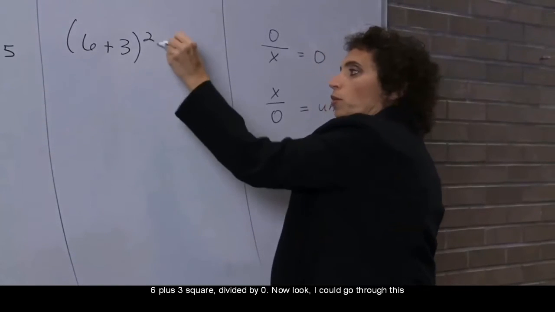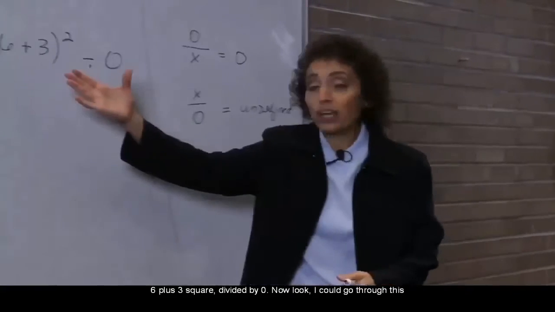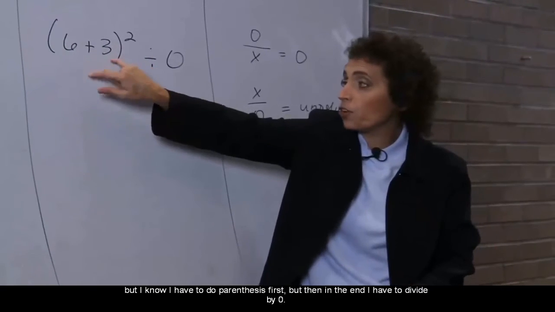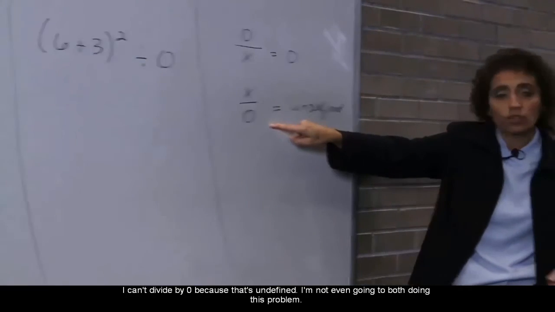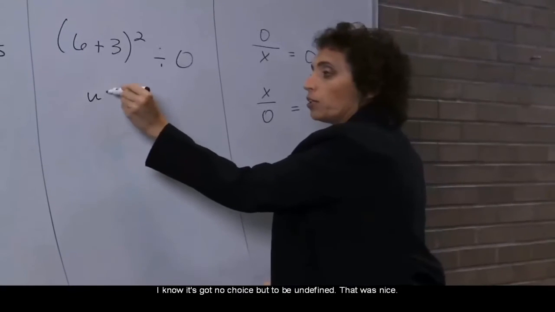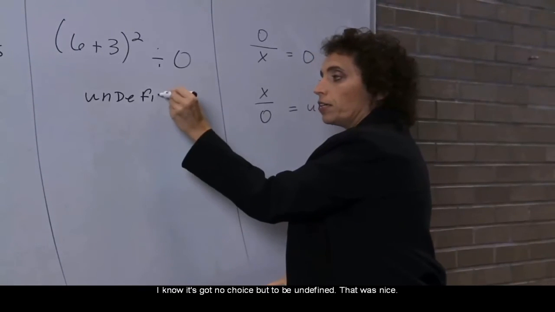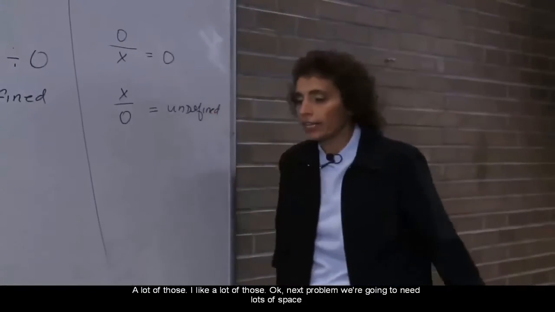6 plus 3 squared divided by 0. Now look, I could go through this, but I know I have to do parentheses first, but then in the end I have to divide by 0. I can't divide by 0 because that's undefined. So I'm not even going to bother doing this problem. I know it's got no choice but to be undefined. That was nice. Want a lot of those? I like a lot of those.